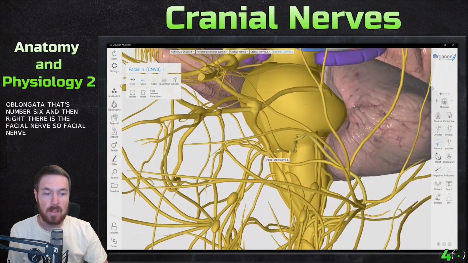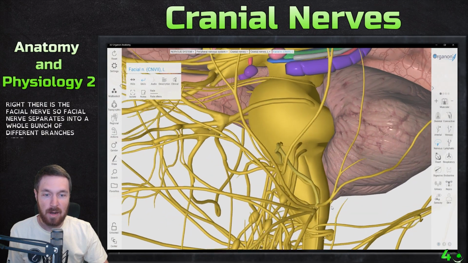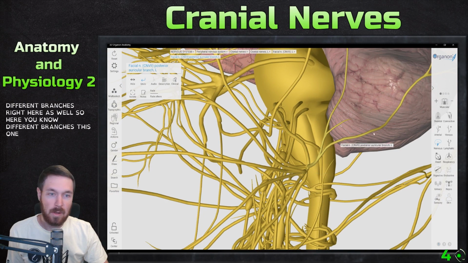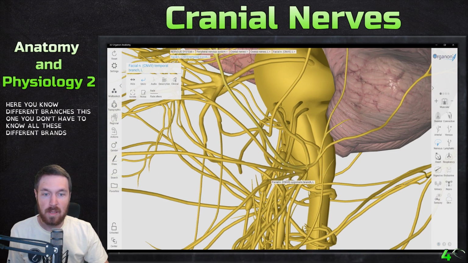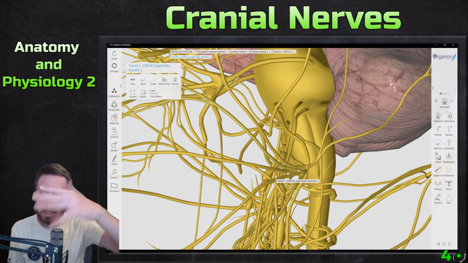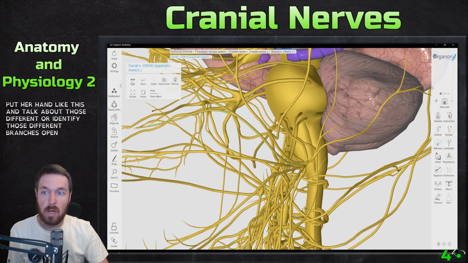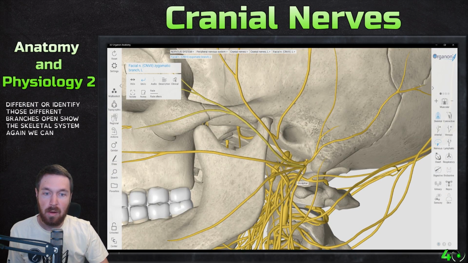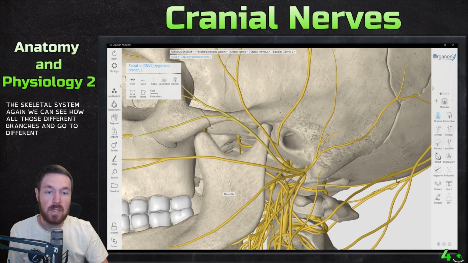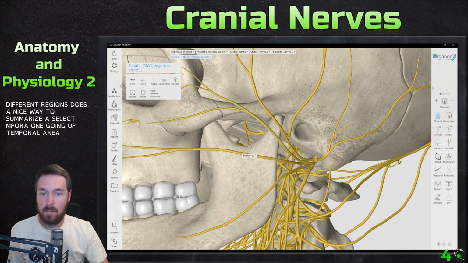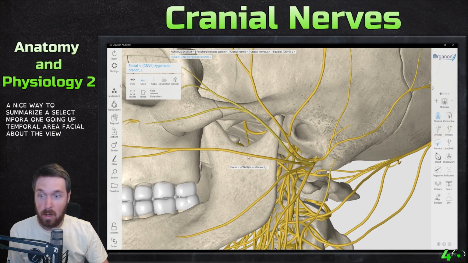So the facial nerve separates into a whole bunch of different branches right here as well. So here, different branches. You don't have to know all these different branches. Temporal branch, zygomatic branch, buccal branch, mandibular branch. Remember, during the lecture, we talked about how we can put our hand like this and identify those different branches. So if we show the skeletal system again, we can see how all those different branches then go to different regions. And this is a nice way to summarize that. So like the temporal one going up to the temporal area, the buccal one going to the buccal region.